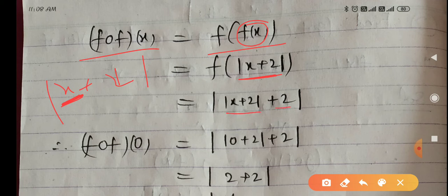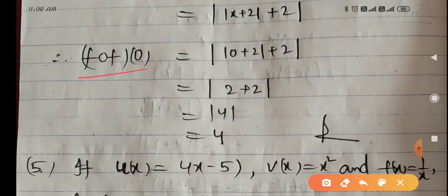Okay. Now you see fof(0). fof(0) means in the function fof(x), in place of x you put 0. So fof(0) means ||0| + 2| + 2. You can see fof(x) is ||x| + 2| + 2, so in place of x I have put 0. So ||0| + 2| + 2. So |0| + 2 is 2, and |2| is 2. So |2| + 2 is coming, so |4| means 4. So this is the answer of fof(0).